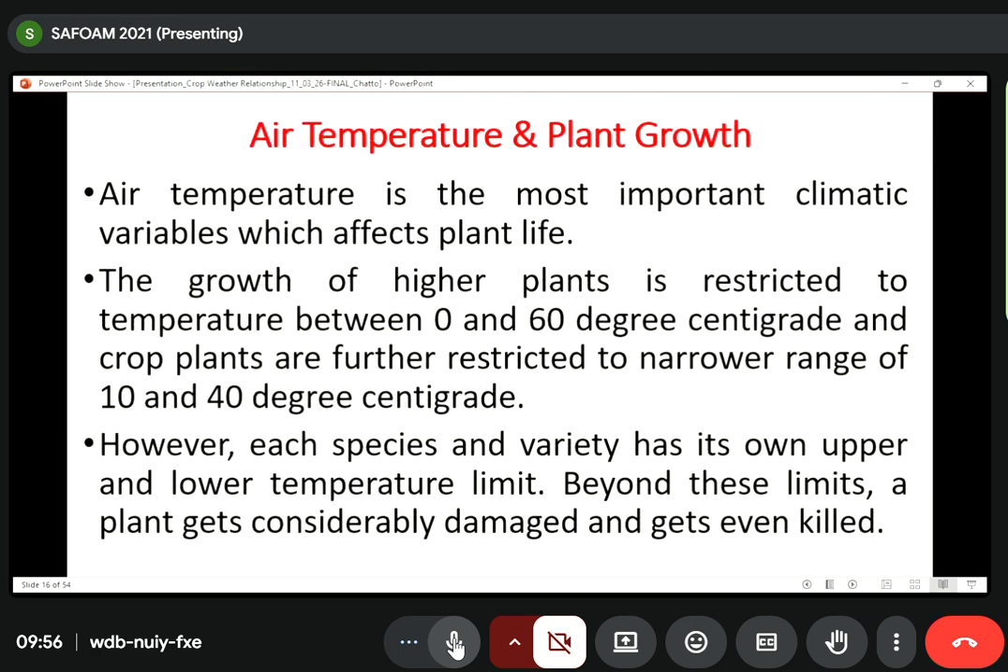Now, air temperature and plant growth. Air temperature is the most important climatic variable which affects growth, and the growth of higher plants is restricted to 0 to 60 degrees centigrade, and crop plants are further restricted to a narrower range, 10 to 40 degrees. So if it is a higher plant, it is 0 to 60, and if it is a crop plant, it is 10 to 40 degrees. However, each species has its own upper and lower temperature. What I said is that they have different kinds of cardinal temperature.